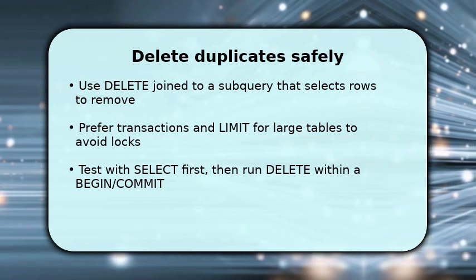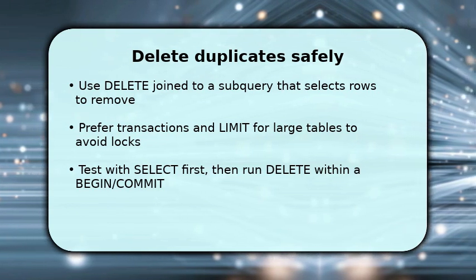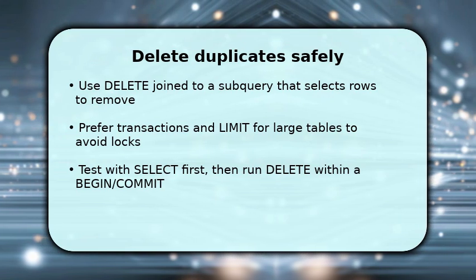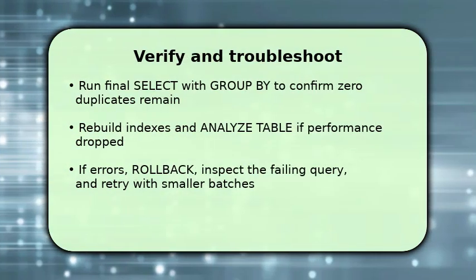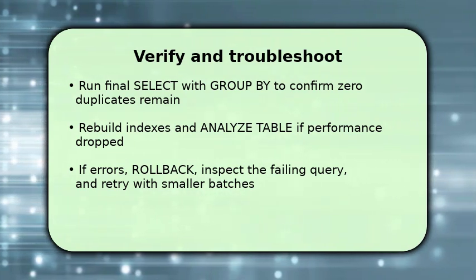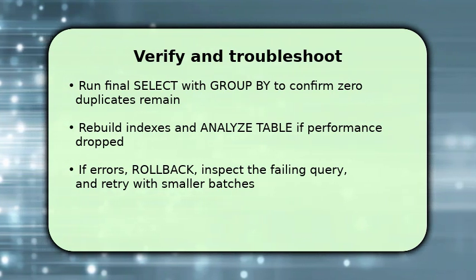Before running DELETE, copy the subquery into a SELECT to confirm the exact rows targeted. When satisfied, run DELETE inside BEGIN and COMMIT, and monitor. Finish by verifying results with a final SELECT GROUP BY COUNT(*) to ensure duplicates are gone. Then rebuild or optimize indexes and run ANALYZE TABLE if query plans slowed.